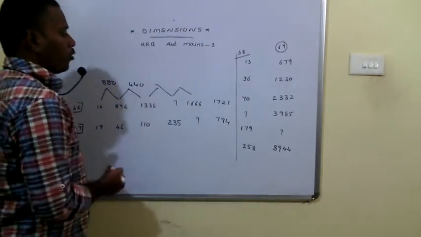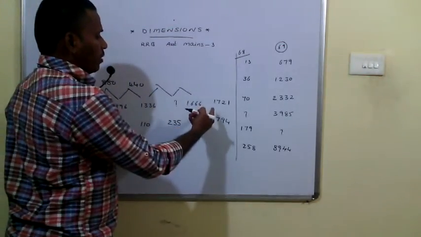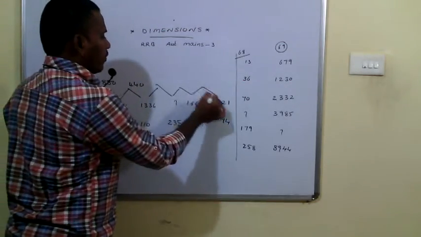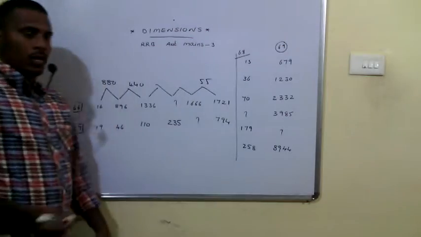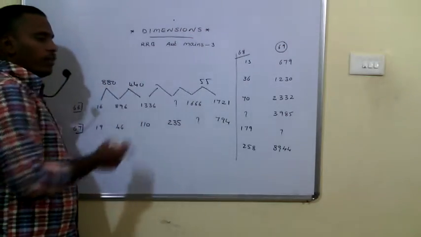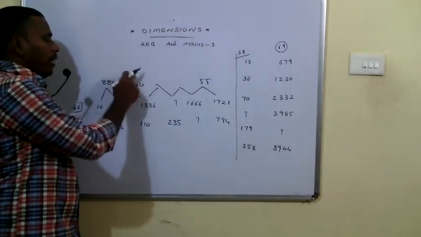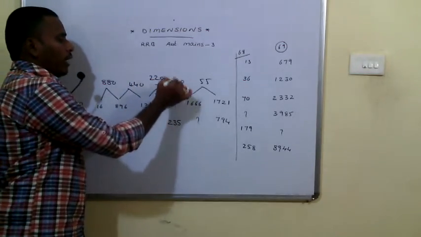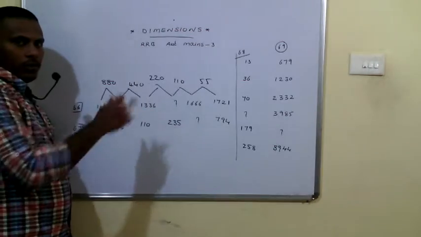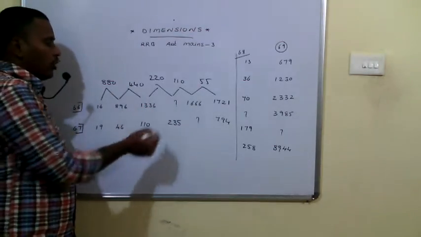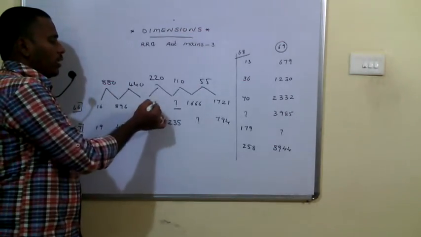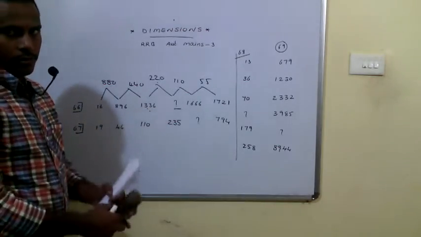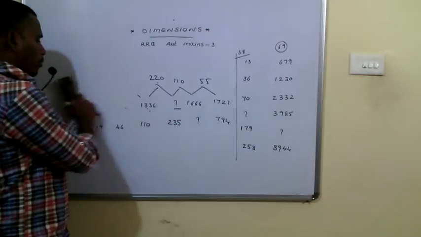Now coming to here, this difference is 21, 4, 25 and then 30. This difference is 55. This is 880, 440, the difference is 55. If you observe, 880, half 440, and then half 220, and then half 110, and then half 55. So the logic is clear. So the missing term is 1336 plus 220, which is 1556. Okay, this is the 66th problem.